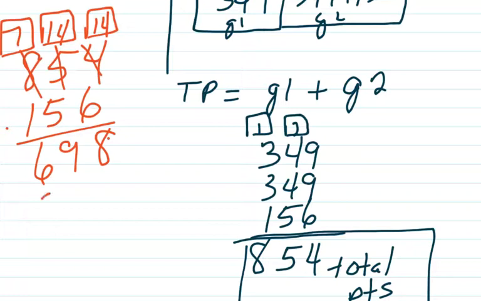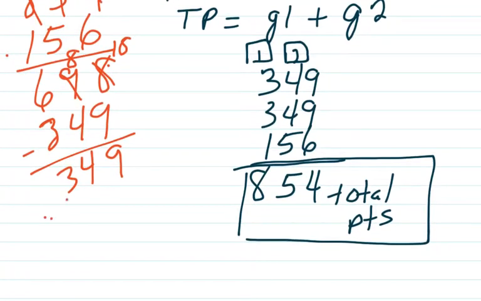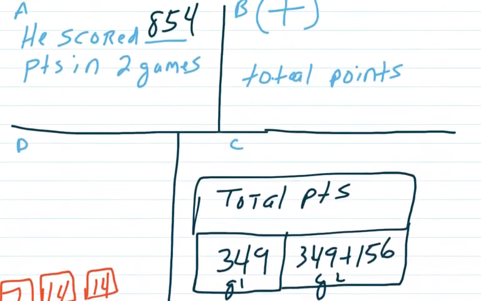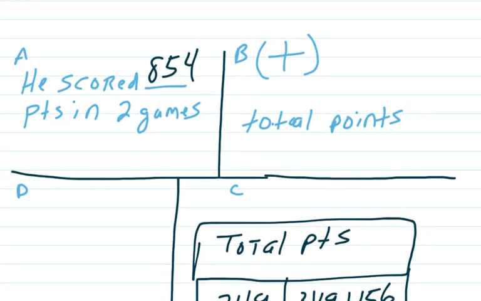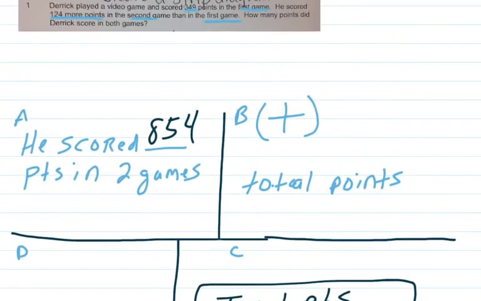Now, 349 here. That's 8. So that's 9, 4, 349. I'm going to take another 349 from that. And that should give me 0, in which I got 0, which means that all of my work checked out correctly. And so I know that 349 two times and 156 is 854 total points.